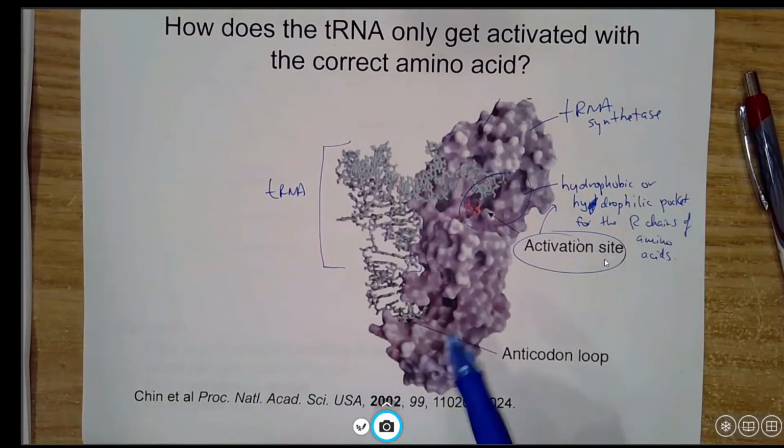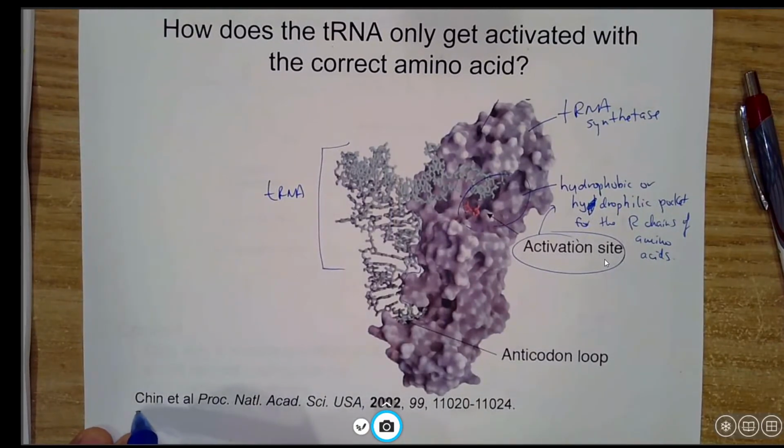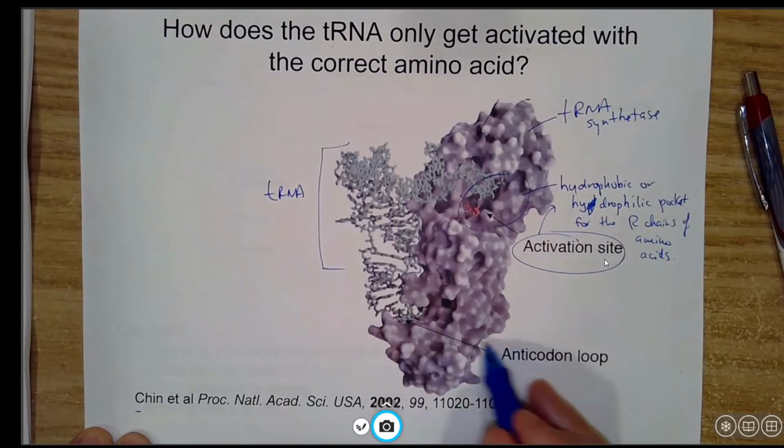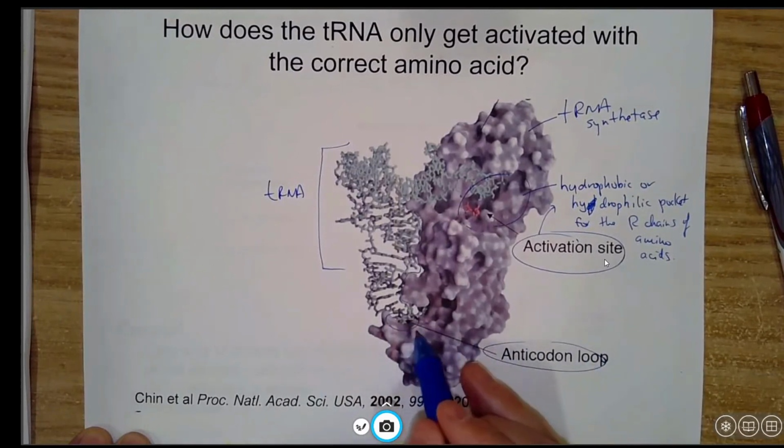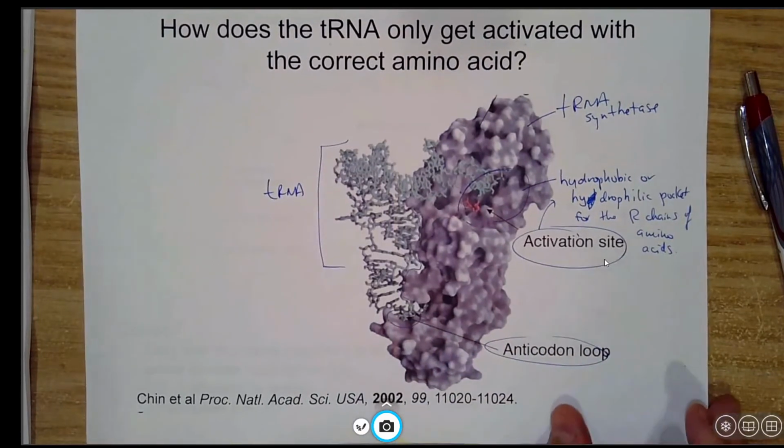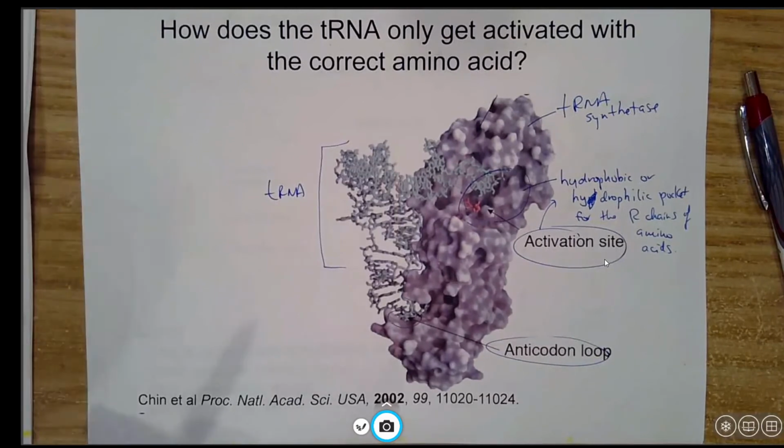Start talking about unnatural amino acid synthesis. And then down here is the anticodon loop, where it binds to not only the tRNA synthetase, but also has to bind to the messenger RNA. All right, so let's take a look at a specific example here.